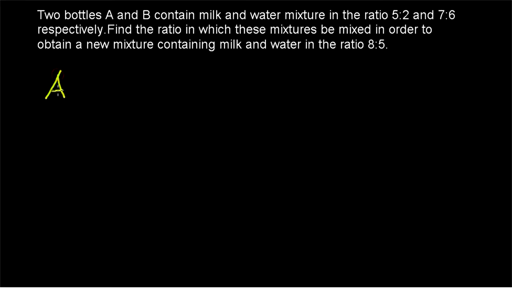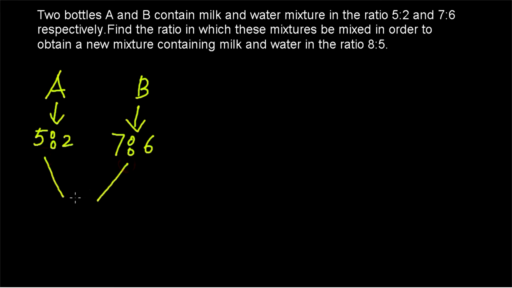We are having two bottles A and B, and A is having milk and water in the ratio of 5:2 and B is having milk and water in the ratio of 7:6. So they are to be mixed together so as to form a resultant mixture which is having milk and water in the ratio of 8:5. So we have to find out the ratio. How much part of A and how much part of B is to be taken so as to obtain the resulting mixture in the ratio of 8:5.